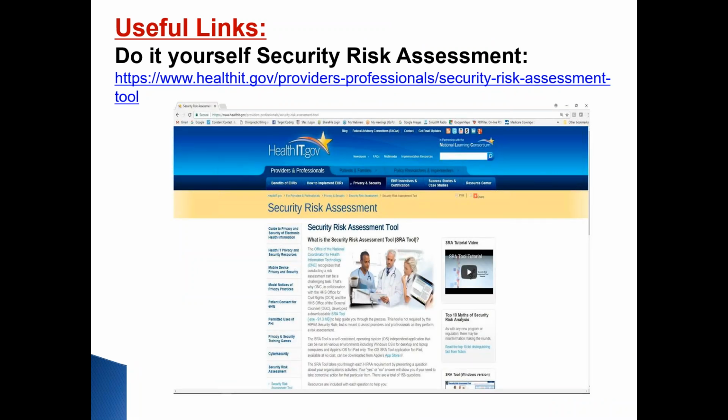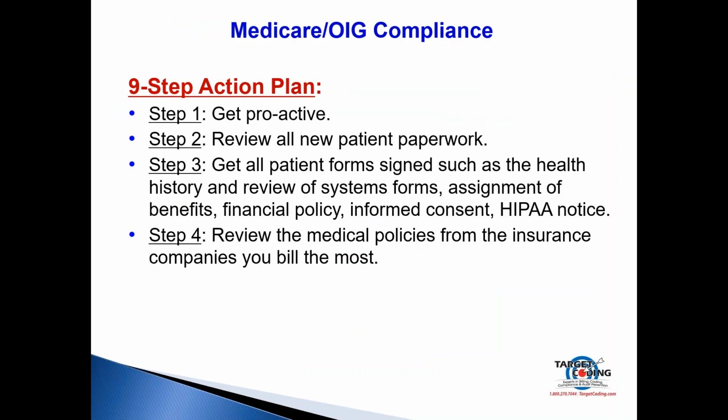Here's another one: do a security risk assessment. And I just want to give you my 9-step action plan. Step 1, get proactive. Step 2, review all new patient paperwork prior to seeing the patient. Step 3, get all patient forms signed: the history, the review of systems, the assignment of benefits, the financial policies, informed consent, the HIPAA notice.